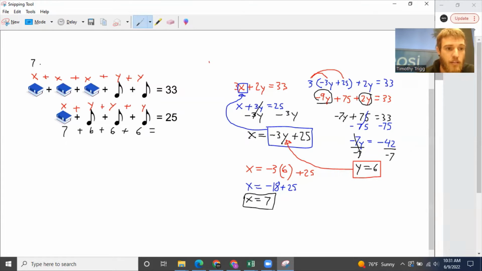If I know that my x's are 7, 7 plus 7 plus 7, 3 piles of books, plus 6 plus 6, well, that'll give me 33 as well. Okay, so we know that it works on both equations, so we know for sure that we got the correct answer. So that's always a way you can double check, is take your variables that you found, plug them back into the equations, and you should end up with a true statement. In this case, 33 equals 33, and also 25 equals 25. Should be a true statement on both equations. That's how we know it's the correct solution.